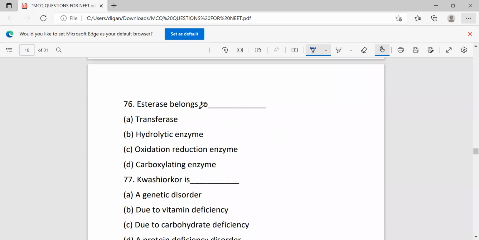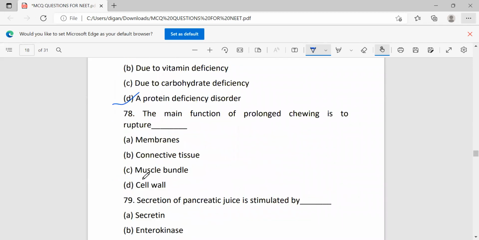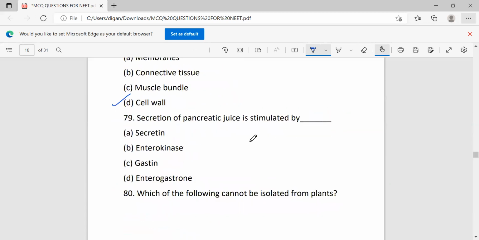Then steroids belong to, for 76, the correct option is option number B, hydrolytic enzyme. Next, disease is why this disease causes, the correct option is D. It means it is a protein deficiency disorder. The main function of prolonged chewing is to rupture the cell wall, option D.